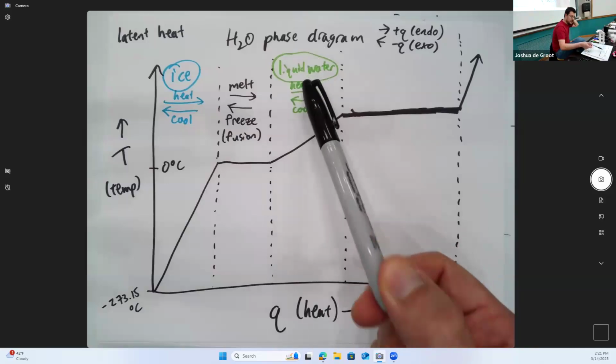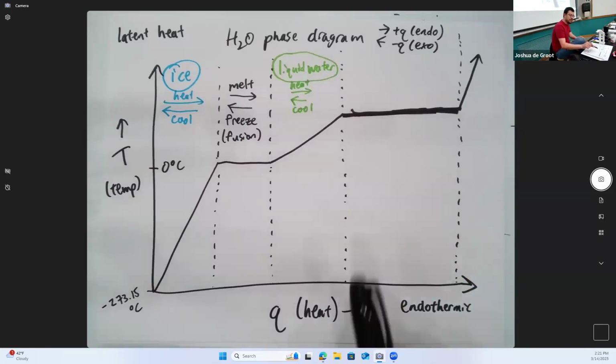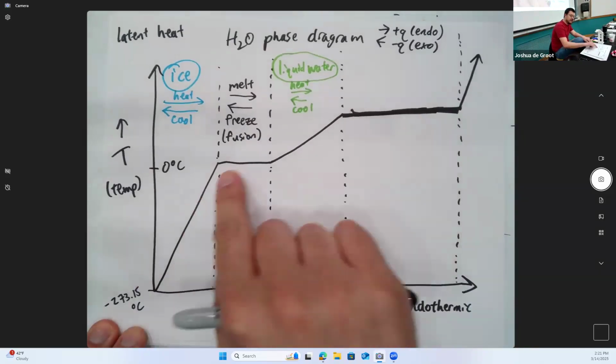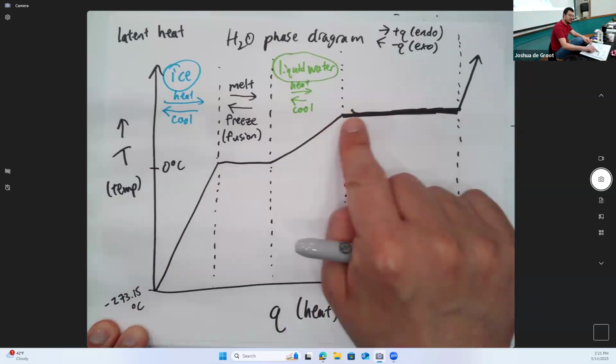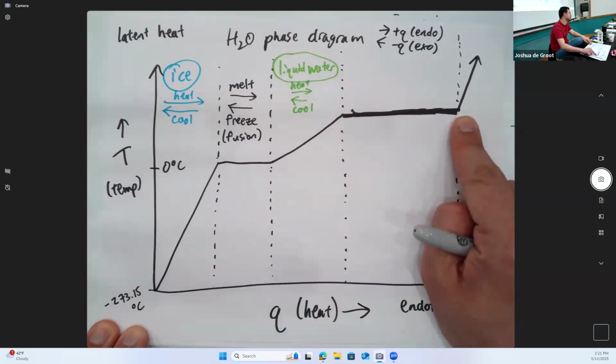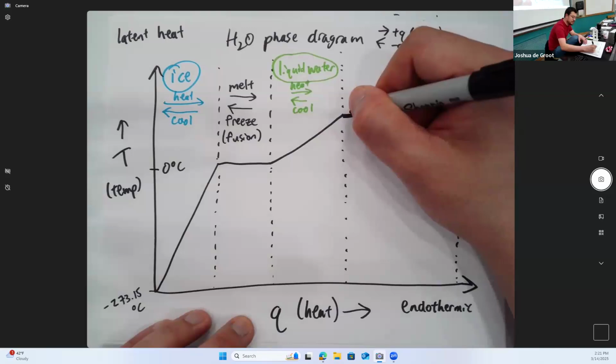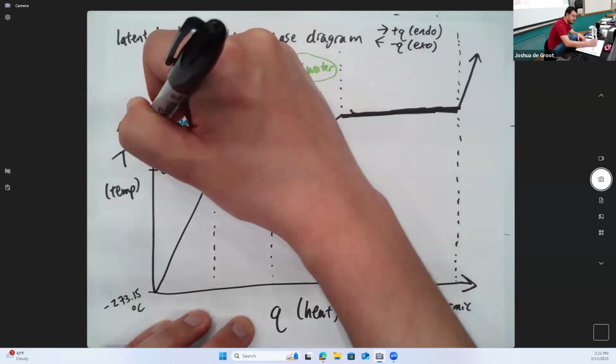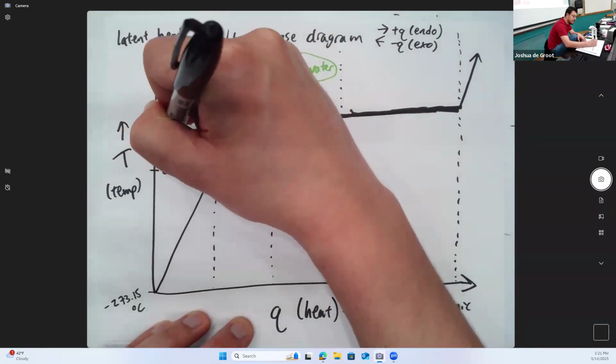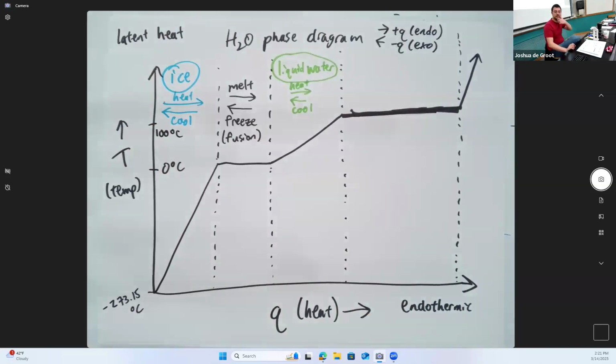Liquid water, we can heat it, we can cool it, but we see if we continue to add more heat, we suddenly have a temperature that is constant again. Okay. What do we know about water? You heat it until you see something happening, boiling, and we know water boils at 100 Celsius. Okay.